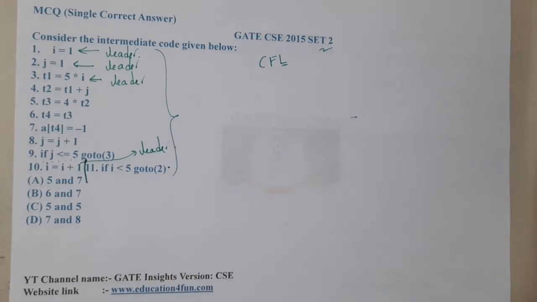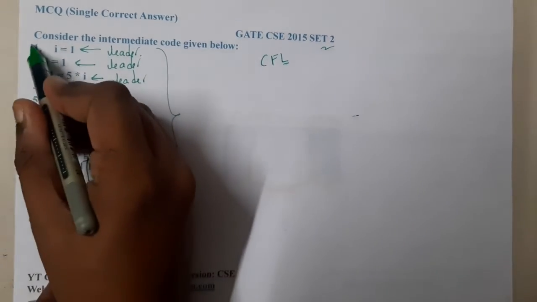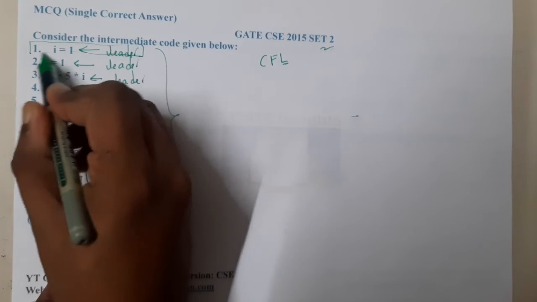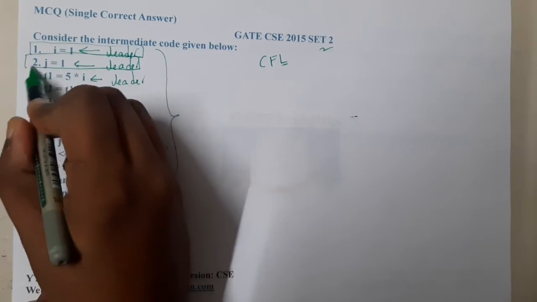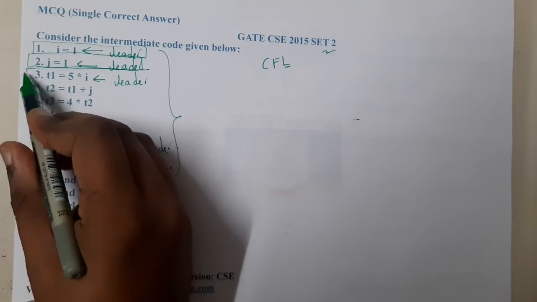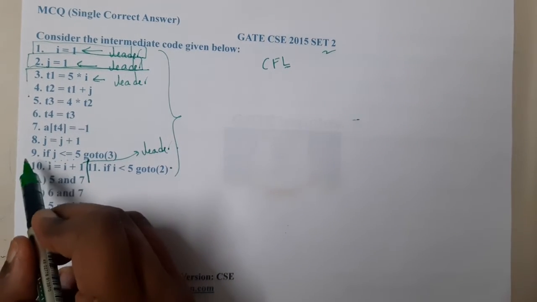So how many blocks are we having here? This line 1 is solely a block. This line 2 is also solely a block. This line 3 is a block up to line 8.